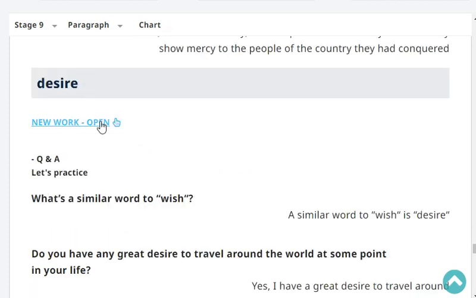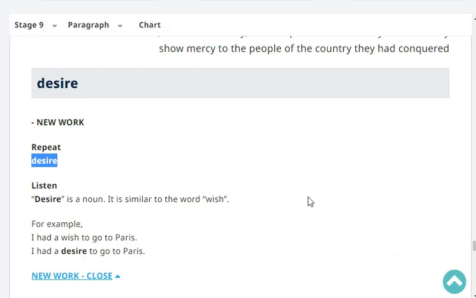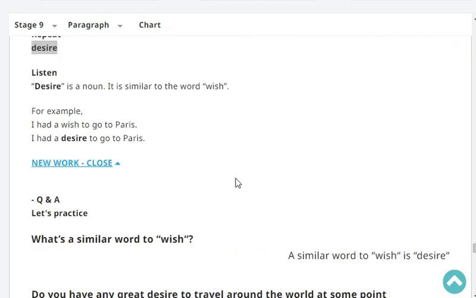Let's repeat. Desire. Desire. Very good. Okay, listen. Desire is a noun. It is similar to the word wish. For example, I had a wish to go to Paris. Or we can say, I had a desire to go to Paris.